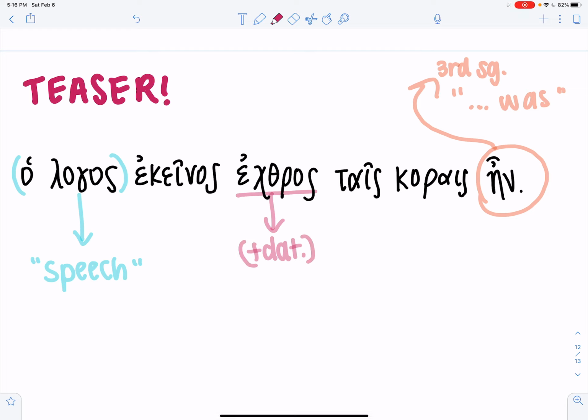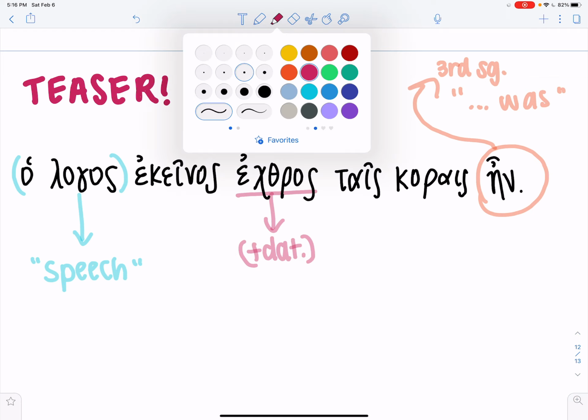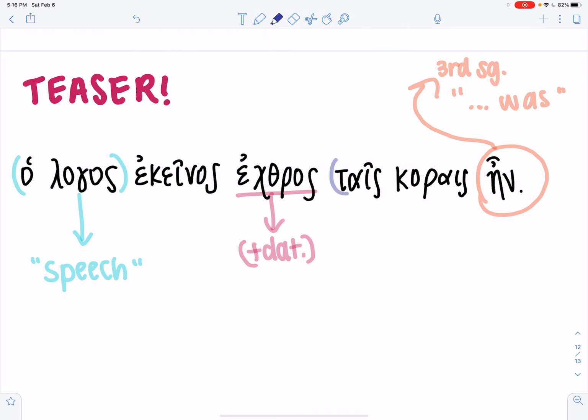And so now we're thinking, okay, again, we're going to ignore this. And perfect, we see this dative form, tais korais. We know kore means woman or girl. So tais korais is going to be to the girls. So ekthros, hateful, tais korais, to the girls. Okay, so now we have no choice but to address this big question mark in the middle of our sentence.